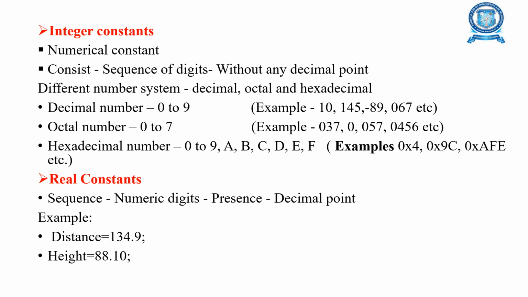So, integer constant. It is a type of numerical constant. It consists of a sequence of digits without any decimal point. There are different number systems like decimal, octal and hexadecimal. Decimal uses digits 0 to 9, octal 0 to 7, hexadecimal 0 to 9 and after that A, B, C, D, E, F. And real constants are a sequence of numeric digits with the presence of a decimal point.